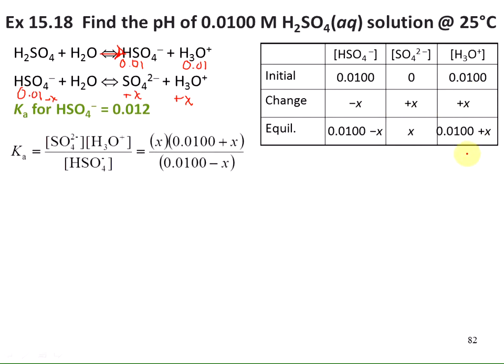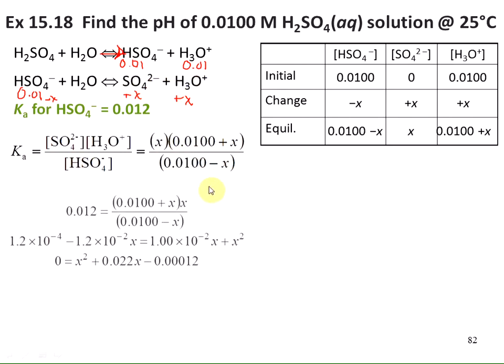Now I've written my mass action equation for my second reaction, for the HSO4 minus going to form the sulfate ion and the hydronium ions. So it's products over reactants. In this first step, I plugged in my Ka for my HSO4 minus. And I multiply both sides by my denominator to get rid of the denominator. And then I move everything to one side so I can use the quadratic equation. So I get 0 equals x squared plus 0.022x minus 0.00012.